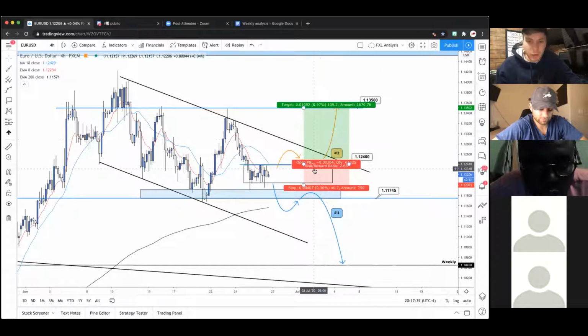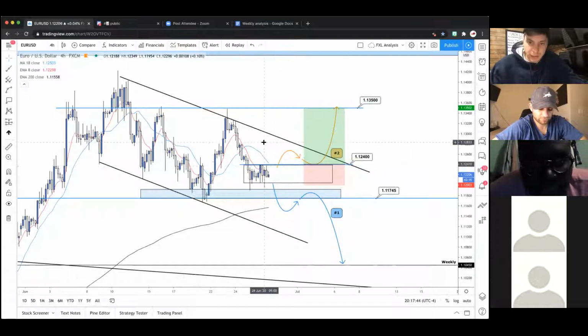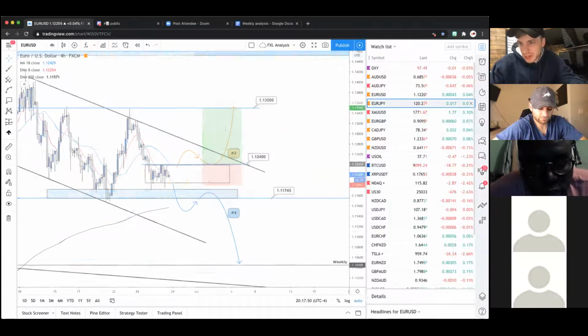You're following market structure here. We're not predicting where it's going. We're literally following the market and what it's telling us. Okay. But yeah, this is looking pretty good so far. That's EU. Next we have EJ.